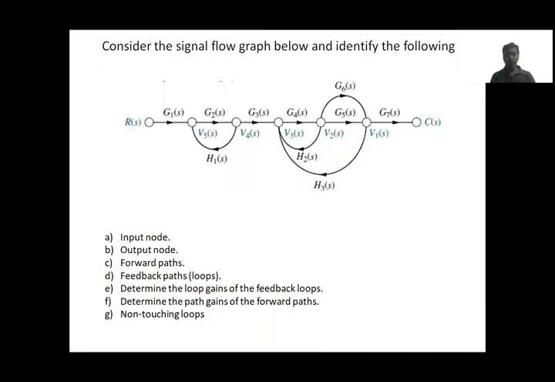We'll see one example and find the terminologies we have seen from this given example. First, what is the input node? Then we'll find the output node. Then what forward paths exist in this example, how many feedback paths and what those loops are, and determine the loop gains of the feedback loops. After finding the loop gains and the path gains of the forward paths, we will also identify the non-touching loops from this example.